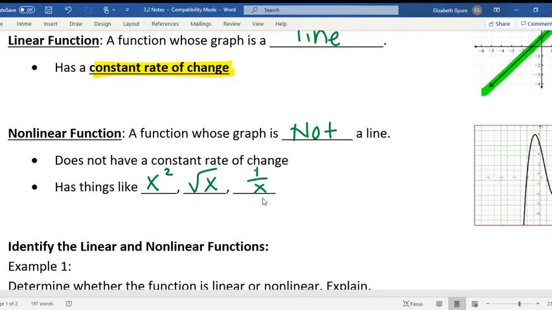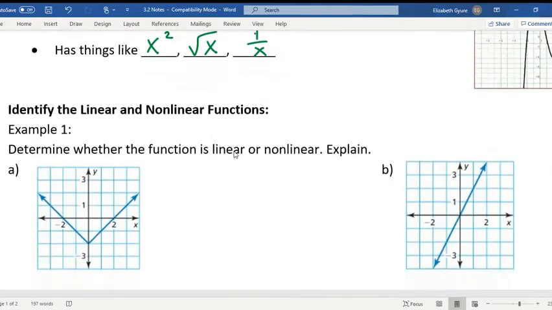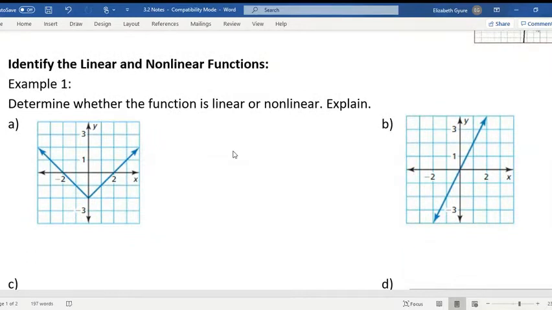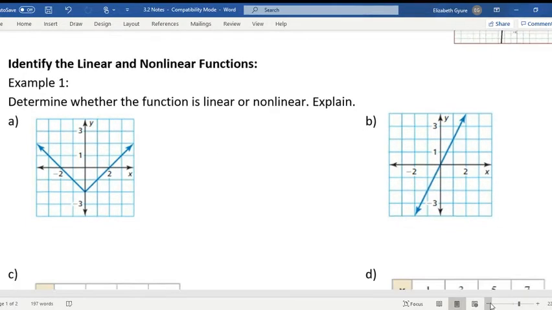Okay, so we're just going to practice. This is very similar to what we did yesterday. We're going to practice identifying if something is linear or not. We're going to look at graphs, t-charts, and some equations. Jaden, sit up for me.